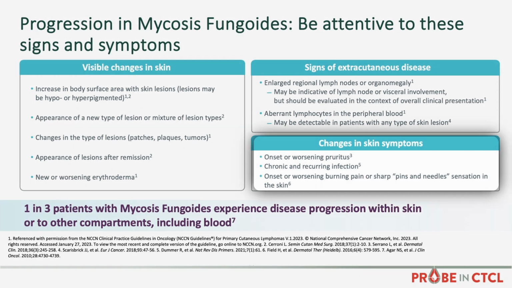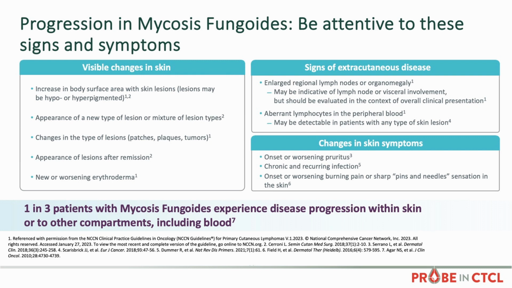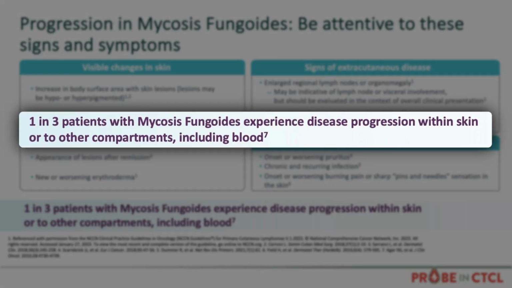So, changes in skin symptoms: patients that suddenly develop worsening pruritus, patients that develop recurrent infections, et cetera. And one thing that is critical from this slide that I think it's important to remember is that 1 in every 3 patients with MF will at some point develop progression of the disease within the skin or to other compartments that would include the peripheral blood.